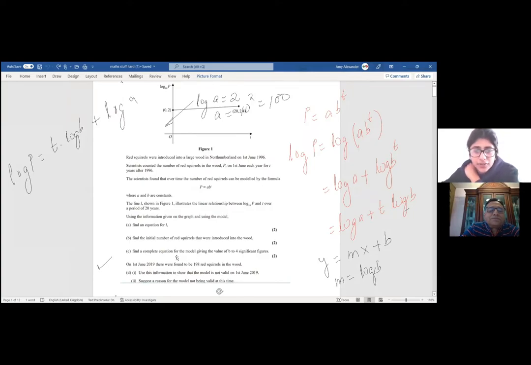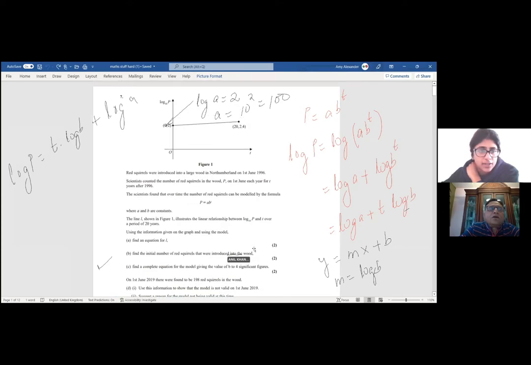Find a complete equation for the model, giving the value of b to 4SF. So the value of b, can't we just sub in this 20 to the gradient, 2.4? The value of b is the gradient, as you can see. So log of b is equal to y2 minus y1 divided by x2 minus x1. So 2.4 minus 2 over 20 minus 0.